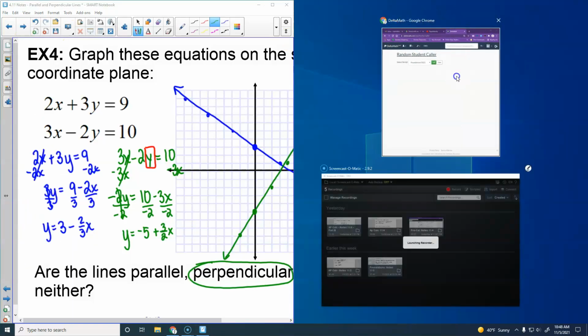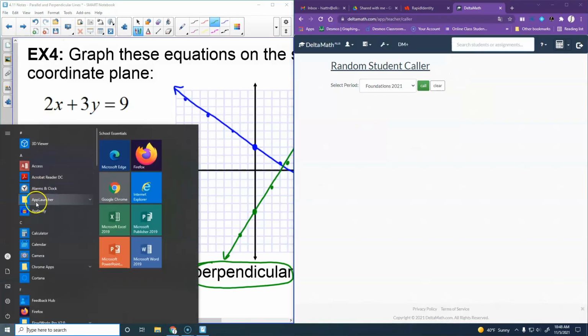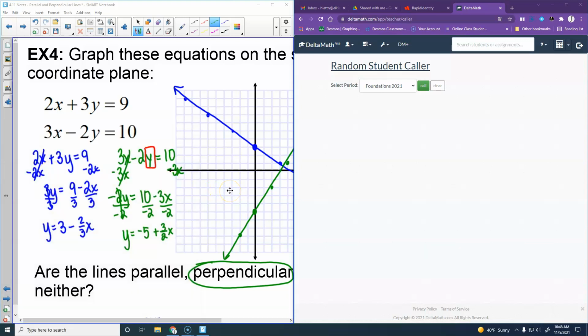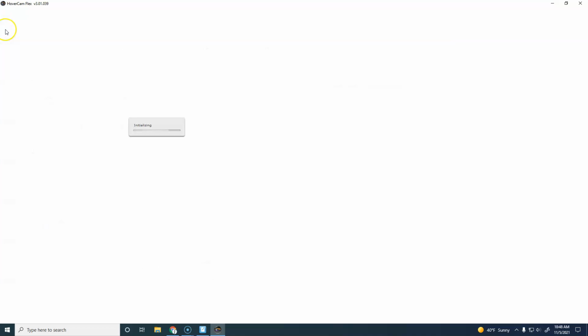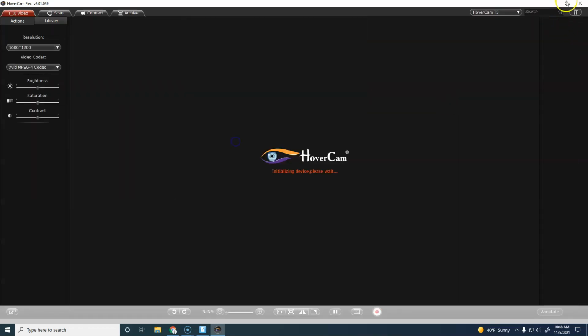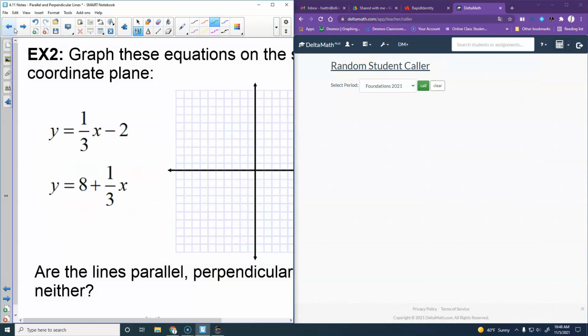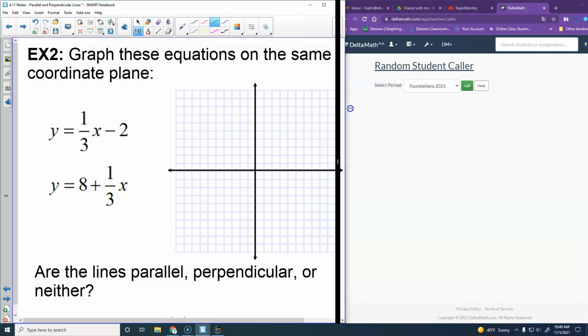All right. Let's see. Let me get everything ready here. All right. So we did number 1 together. So everybody should have number 1. So we're looking at 2 here. Let's move this over.